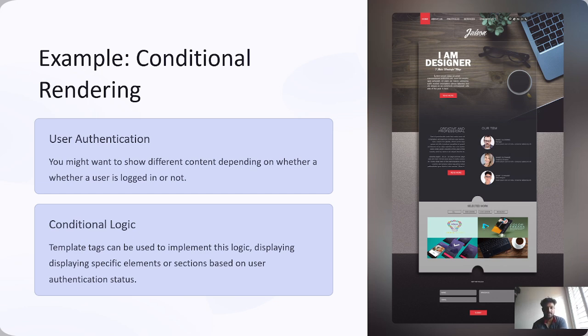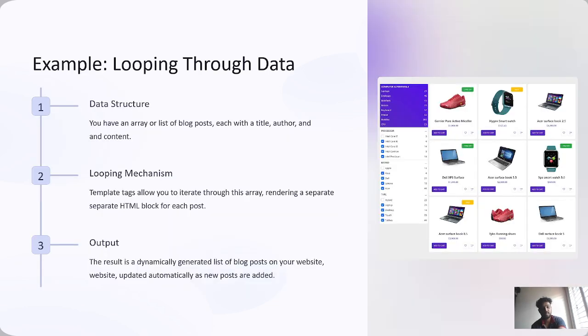These are the conditional rendering examples, involving user authentication and conditional logic. In user authentication, it depends on whether the user is logged in or not. In conditional logic, tags can be used to implement this logic, displaying specific elements or sections based on the user authentication status.